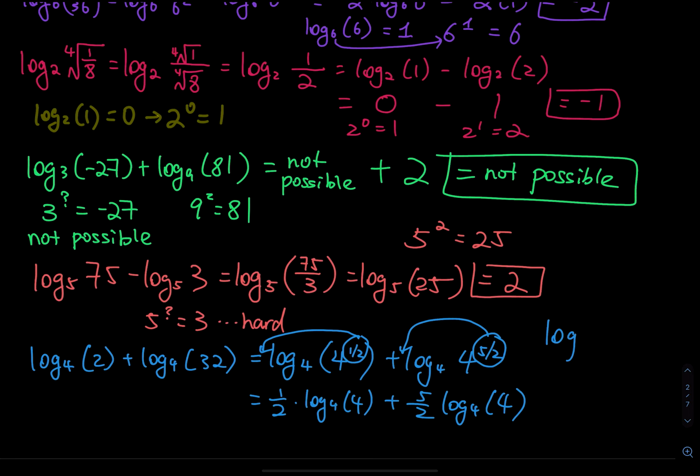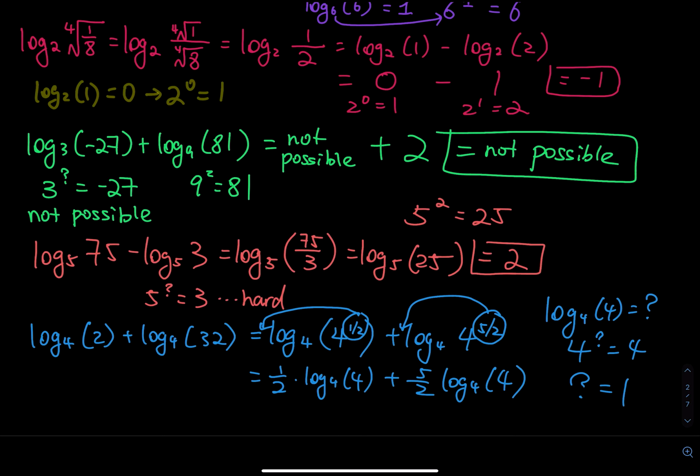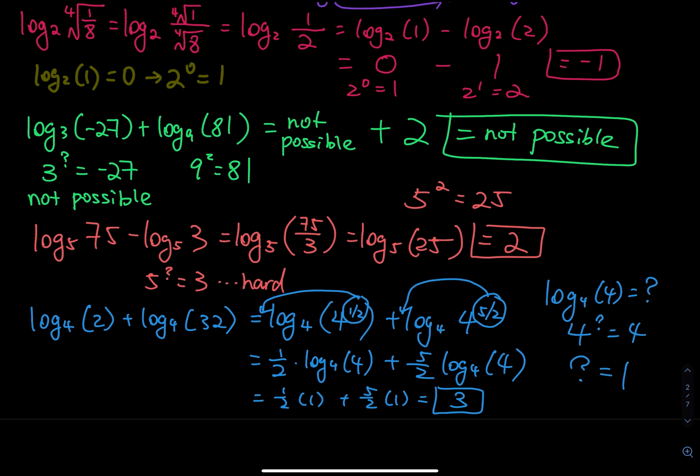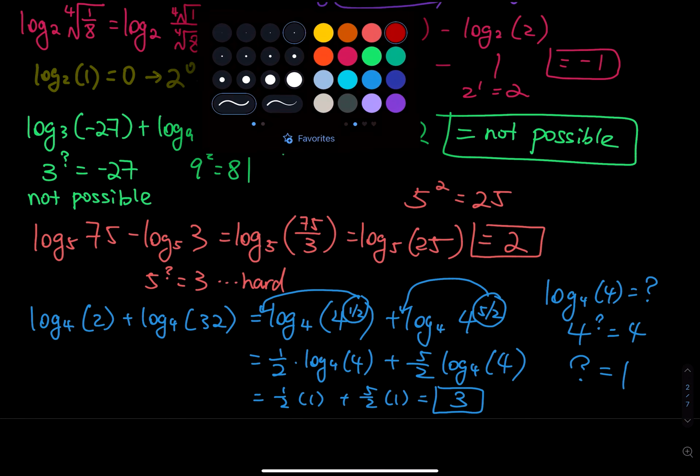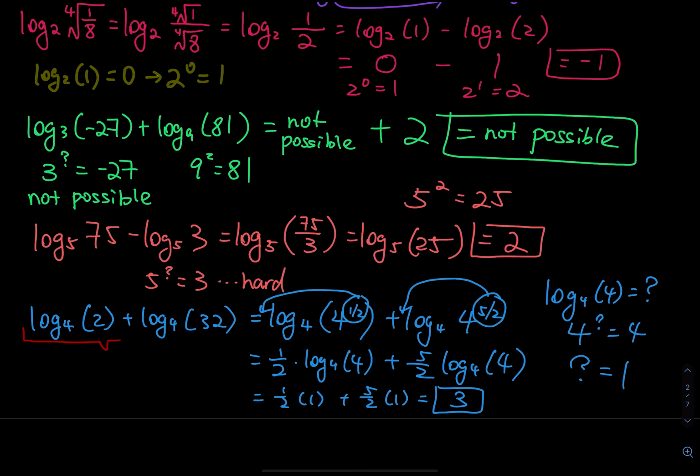Why do we have to do a log base 4 of 4? The answer is simple. Log base 4 of 4, what is that equal to? That means 4 to what power is equal to 4, and this power must be equal to 1. So therefore, we are doing 1/2 times 1, and then plus 5 over 2 times 1, which is 6 over 2, that is equal to 3. You might ask me, hey, is this the only way to do it? The answer is no. So there is another way to do it.